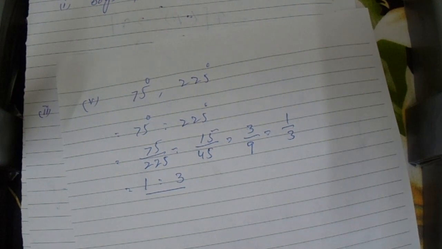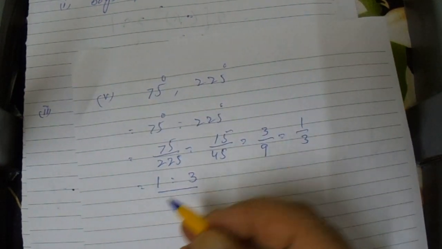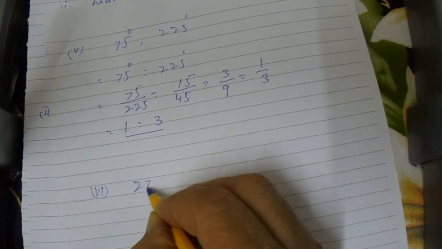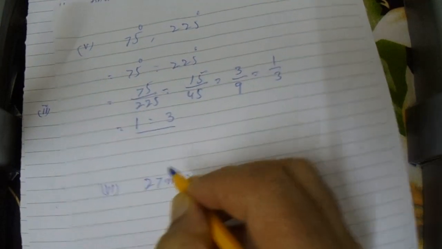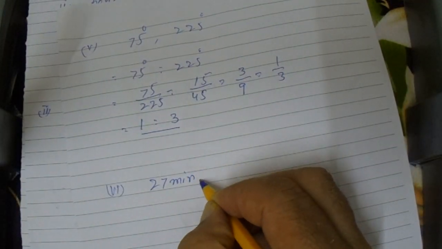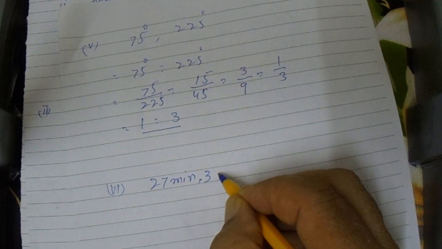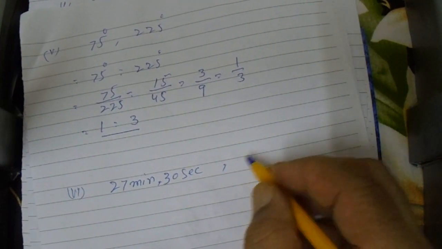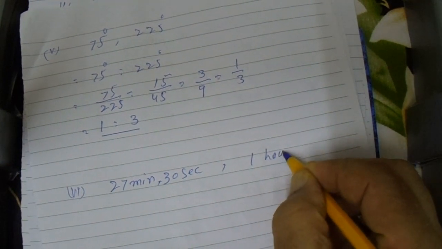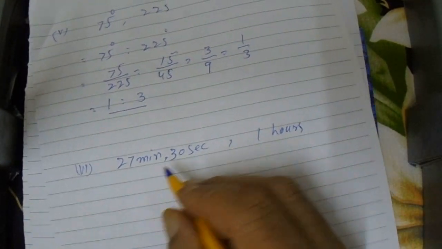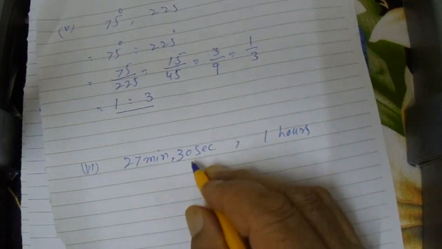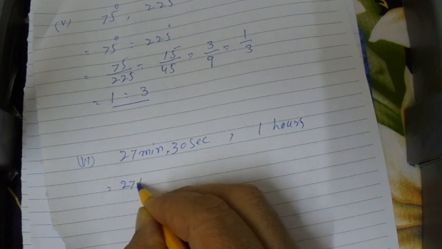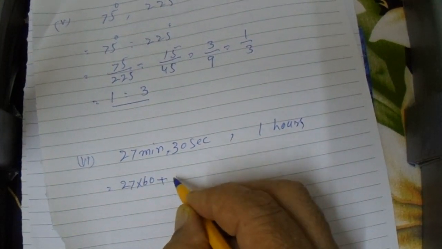Now the last part of this is the 6th part, and it is equal to 27 minutes 30 seconds, and next ratio is 1 hour. This we write first. We convert all these into seconds. Let's suppose we write here 27 multiplied by 60 and plus 30.